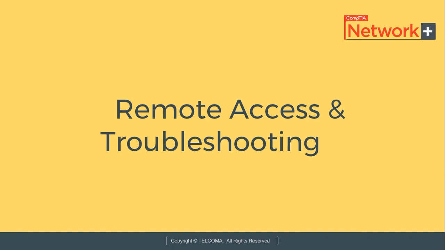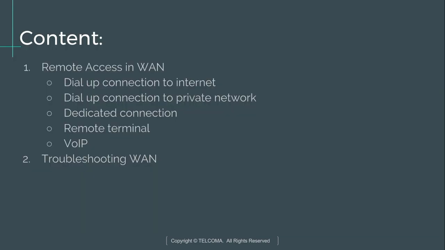Hello, today we are going to discuss remote access and troubleshooting in WAN, that is, wide area network. In this we will learn about remote access, like accessing the network using a dial-up connection, or accessing a private network also using a dial-up connection. Then we will discuss remote access using dedicated connections and various remote terminals, then VoIP, that is, voice over IP network, and then how to troubleshoot the problems that occur in a wide area network.